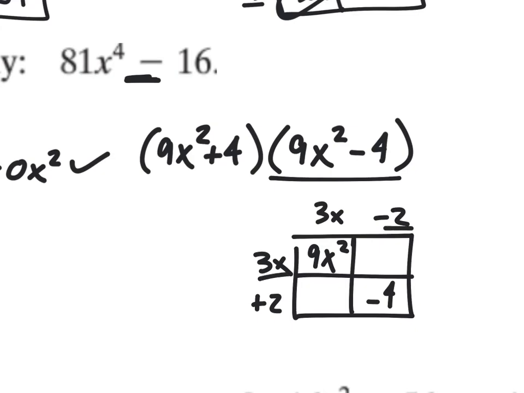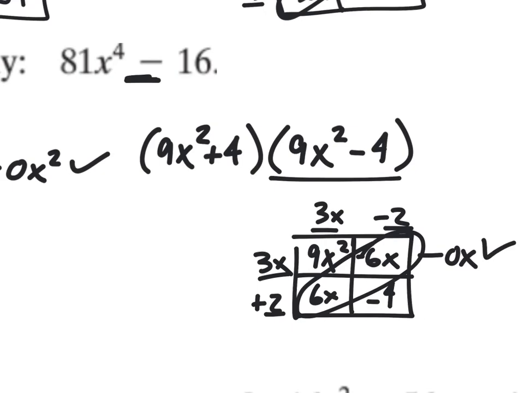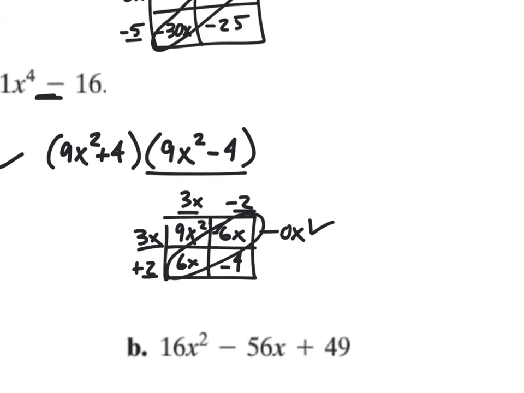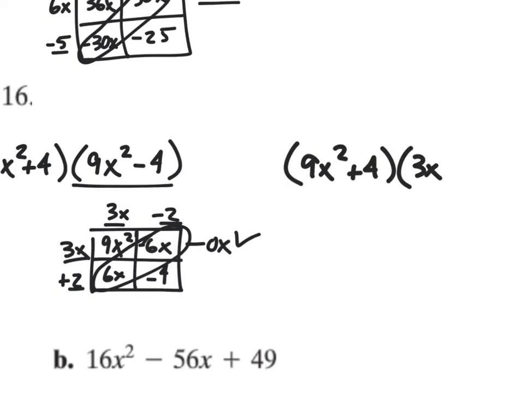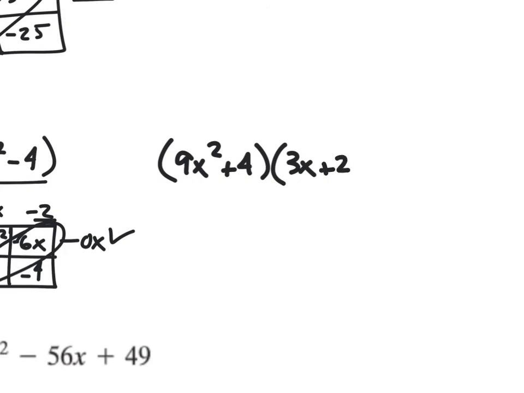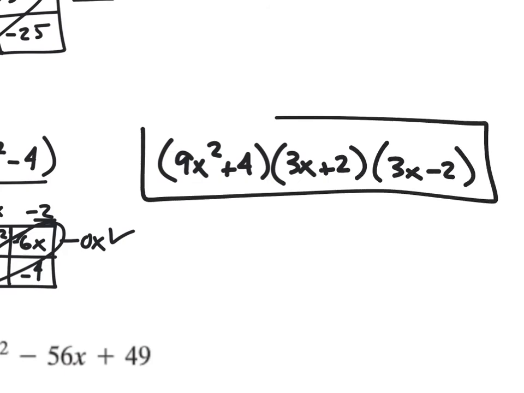So if I do negative 2 times 3x, I'm going to get negative 6x. 2 times 3x gives me positive 6x. Combine your like terms, that adds to 0x. So you're good. We had to do factoring twice on this one. Now what this is going to all factor out to is 9x squared plus 4 times 3x plus 2 times 3x minus 2. So you can see that that happens a couple of times.